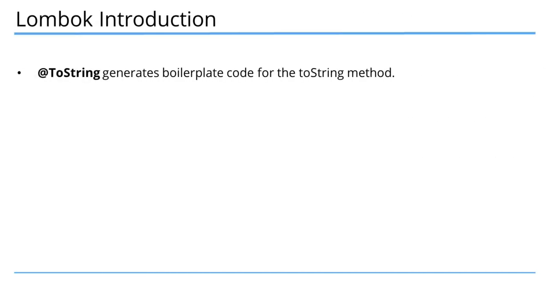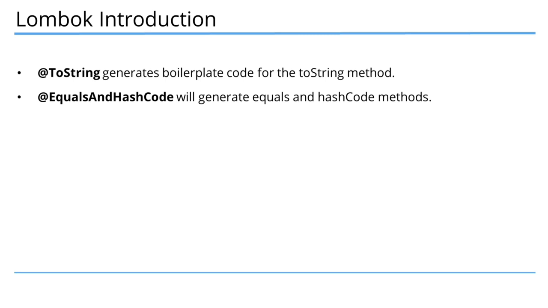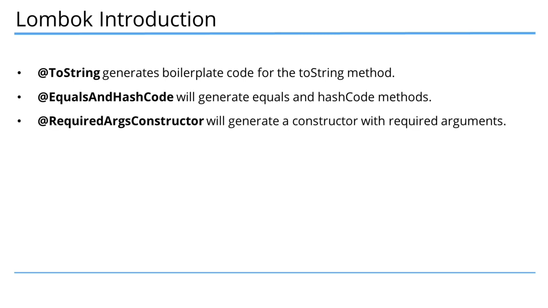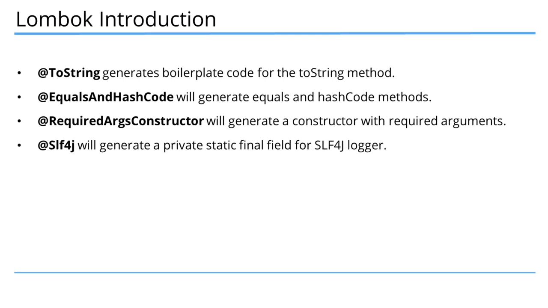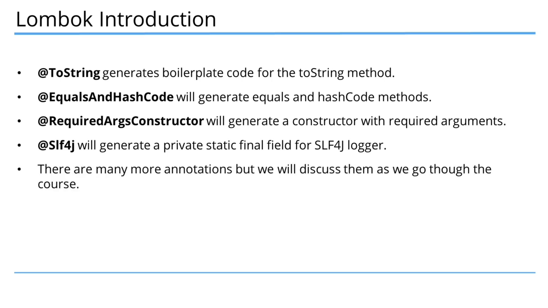So we've also got toString to generate boilerplate code for the toString method. The equals and hashcode annotation will generate equals and hashcode methods. Required args constructor will generate a constructor with required arguments. And another handy one is SLF4J. That annotation will generate a private static final field for the SLF4J logger. Now there are many more annotations, but we're going to be discussing some of the other ones as we go through the course. But you'll see hands-on usage of these other annotations in the next few videos.